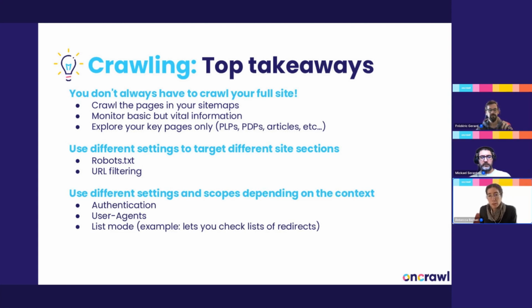You can also use different settings and different scopes of crawl depending on the context that you're looking at this website. So those settings can go anywhere from telling a crawler what it's allowed to explore, what types of links it wants to follow, to using authentication, modifying the user agent, using different crawl types, such as list mode that might let you check a list of redirects, or sitemap mode that lets you crawl a sitemap of redirects. So different ways of getting to the same result. Those settings and scopes will let you look at something specific based on the context that you have.